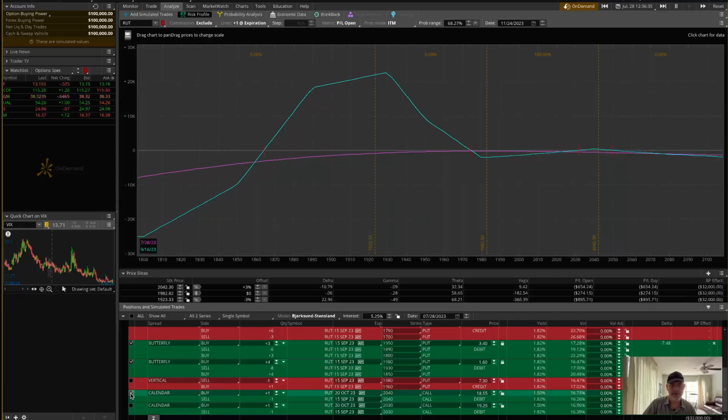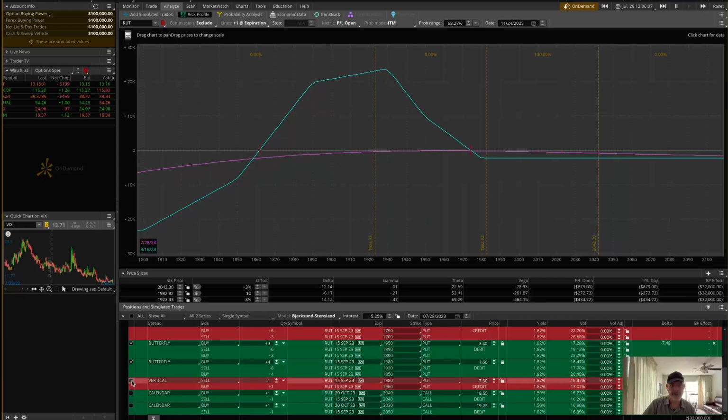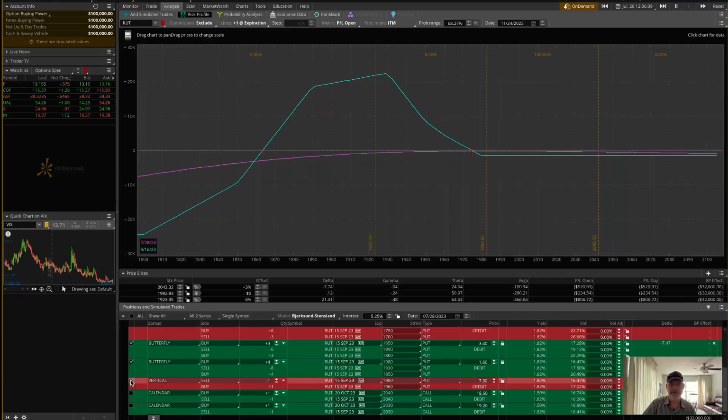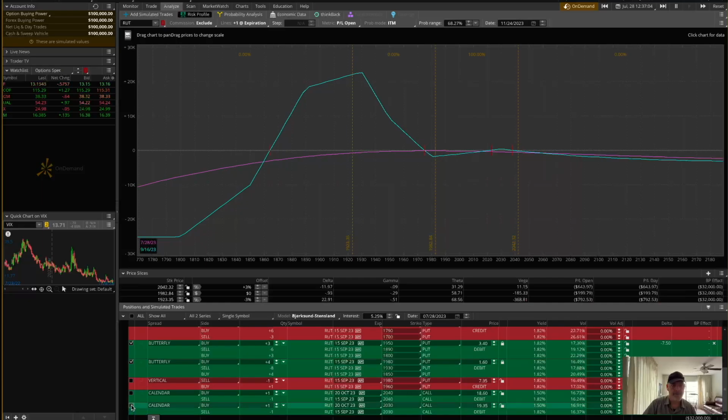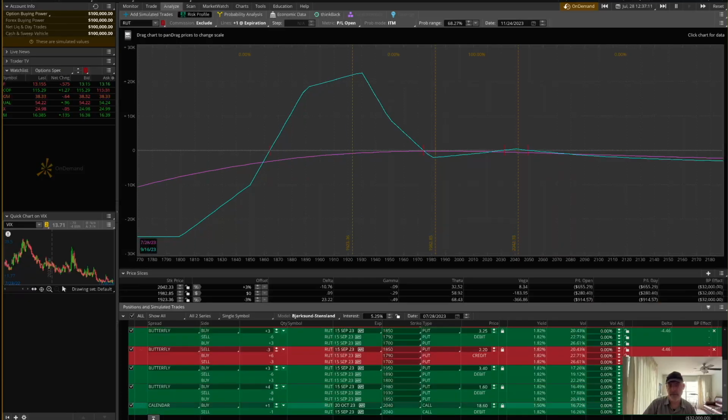Here's the one we use the 40 delta, right? Also fine. Here it is with a vertical, also fine. Any of these would be totally fine, right? 25,000, very, very minor. I'm going to use the calendar. We're going to ship it. I'm going to delete these other examples. And that's our new position.